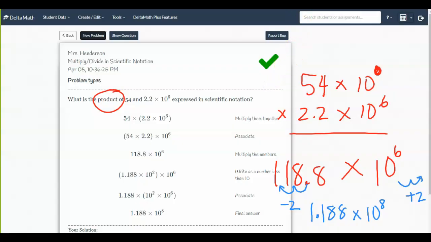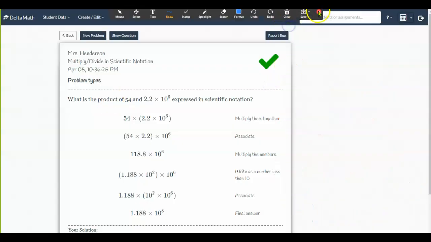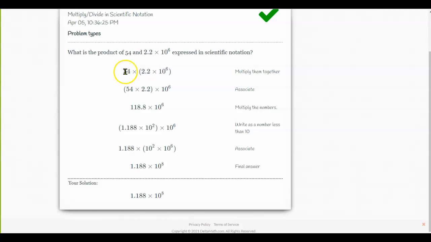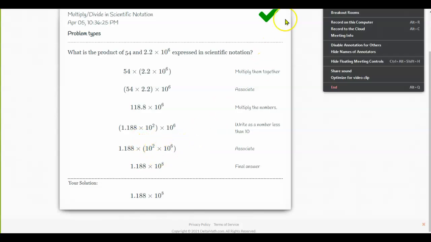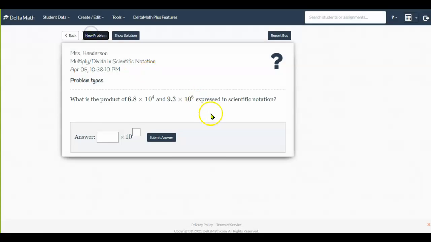Let's check it. All right, let's take a look at this explanation. Yep, we multiplied the coefficients. We added the exponents, 10 to the 6th, because there was only one exponent. And then we renamed the coefficient by 2 places, and that means we got bigger. All right, let's try another problem.